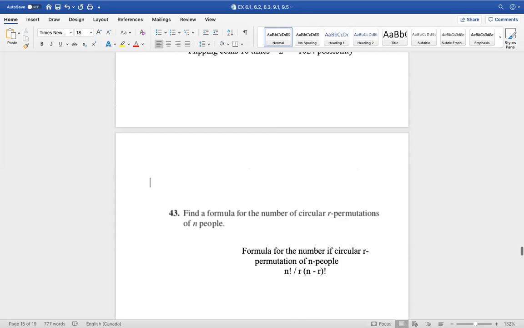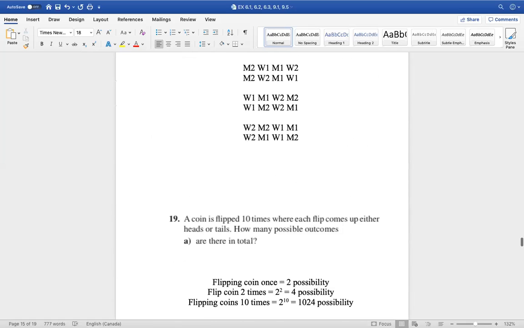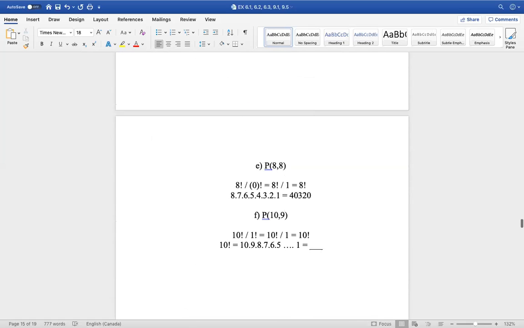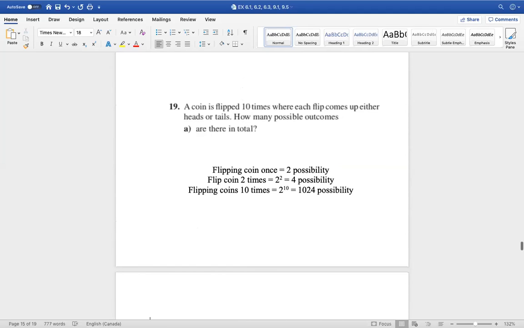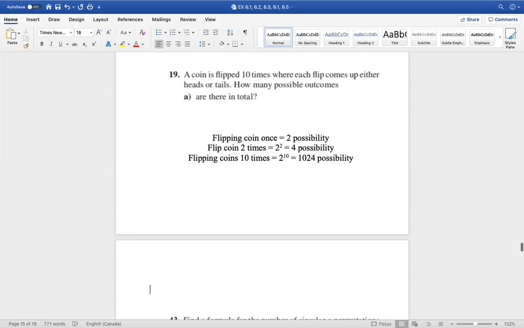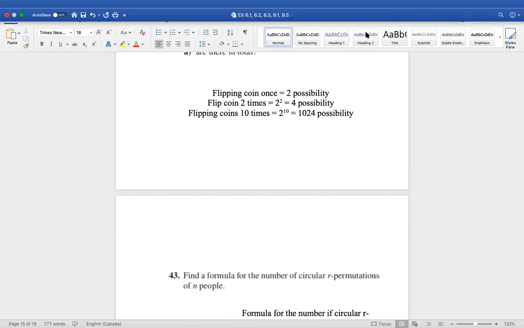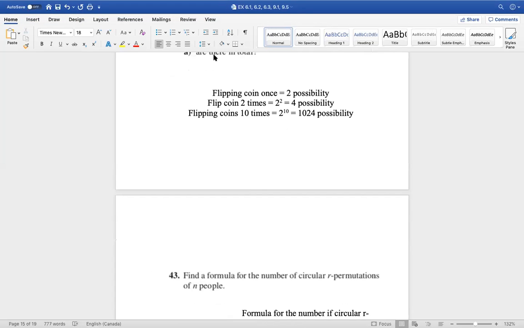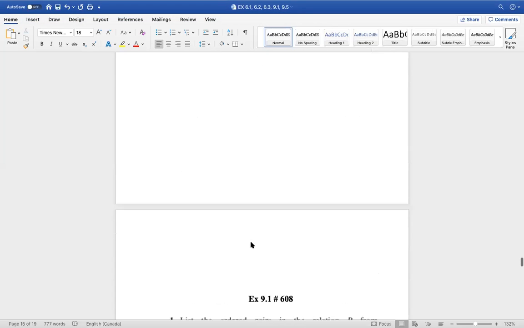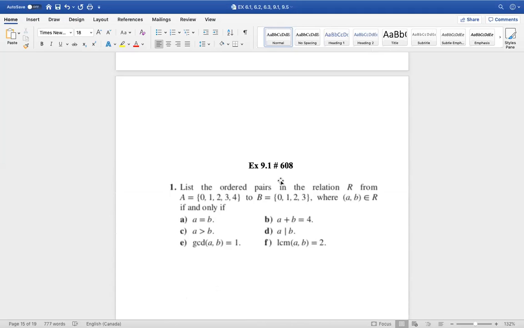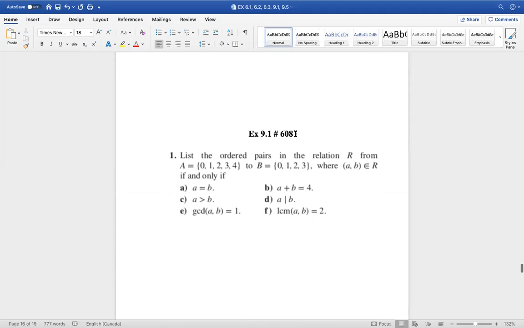Right, any question from 6.1, 6.2, or 6.3 so far we have covered? All right, no questions. Let's move on to exercise 9.1 then. So 9.1, it's on page number 608.